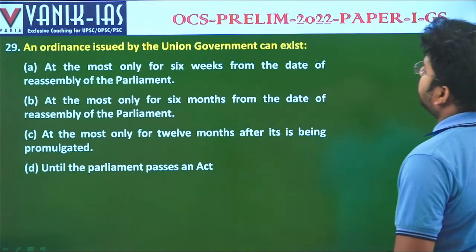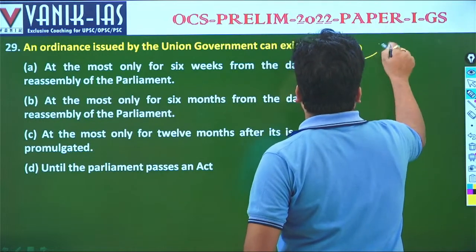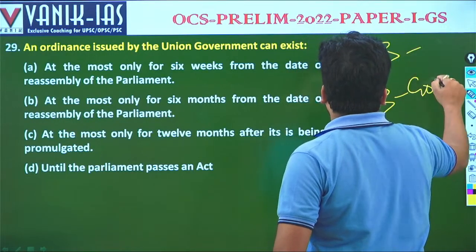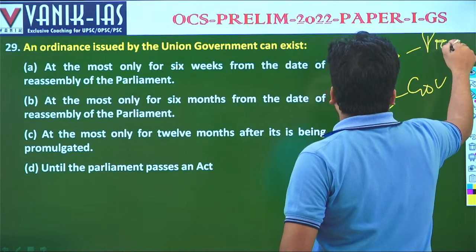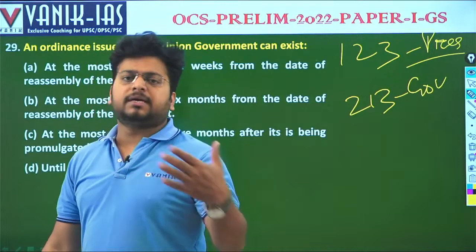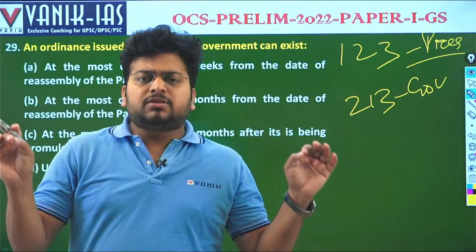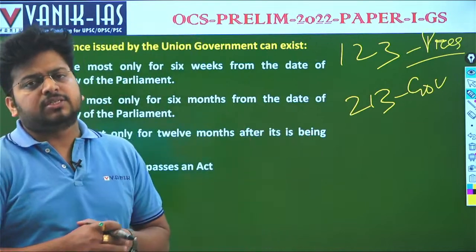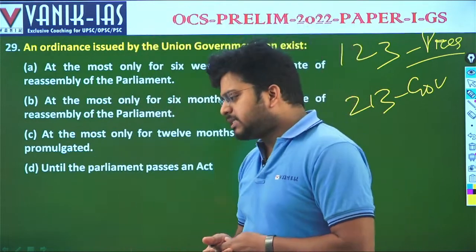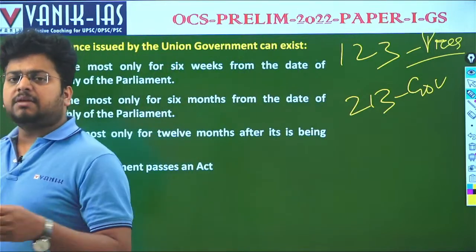An ordinance issued by the Union government can exist. The ordinance-making power of the President is Article 123. In case of the Governor, it is Article 213. Ordinance-making power is the law-making power of the executive. The President can issue an ordinance when any house is not in session, either Lok Sabha or Rajya Sabha. In case of any emergency, if any law is required, then an ordinance can be passed.